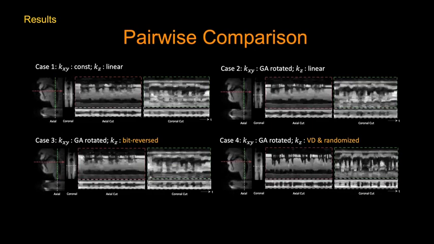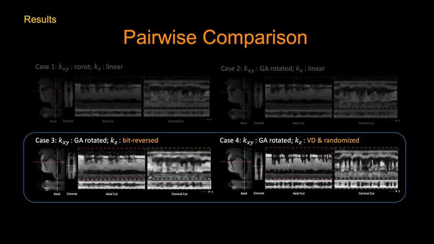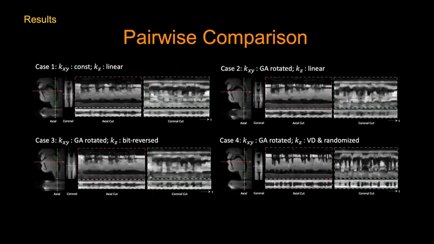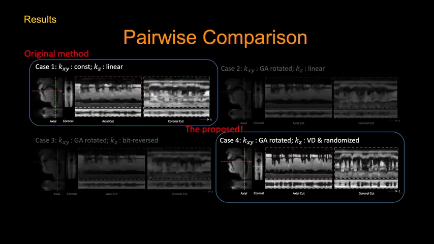The change happens in the bit reverse order versus variable density randomized order along the KZ. Please take a closer look at these results. You may be surprised by the substantial improvements in the last case. The clean background as well as the clear delineation of the motion patterns are evident in the time plots. Again, the fast lip and tongue movement are well captured in the variable density case. Therefore, we definitely select the last case as our proposed method while keeping case 1 as the original.